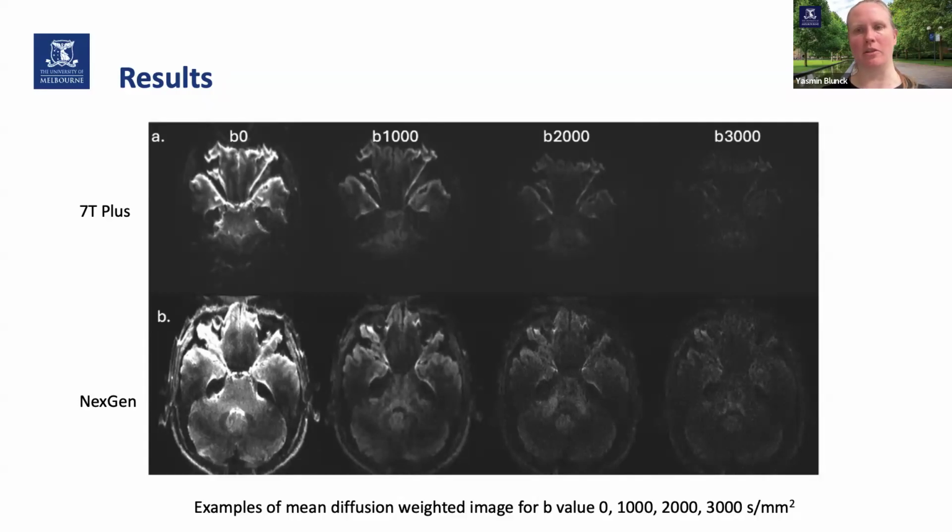So these are raw diffusion images from our local system on the top and the NexGen system on the bottom. These are not the same subject, obviously, but you can still appreciate the considerably lower distortion in the raw diffusion data across the whole brain, and the brainstem and posterior fossa in particular. The stronger gradient of the NexGen system essentially allowed us to get, as I said before, to a clinically feasible less than 10-minute scan time and allowed us to reduce the echo time by 36%.